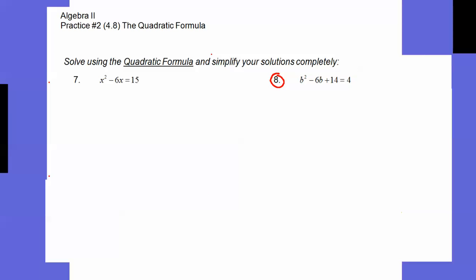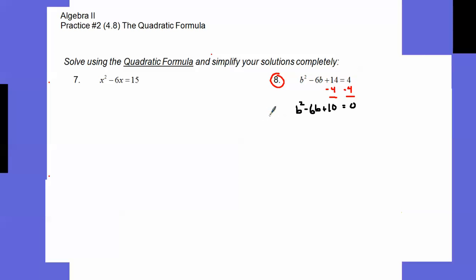We have a quadratic that is not equal to 0. So our first job is going to be to set this equal to 0. We need to subtract the 4 here. We will produce for ourselves 0 equal to 14 minus 4, which gives us a positive 10. We will have in front of that -6b as the variable this time, and a b squared.